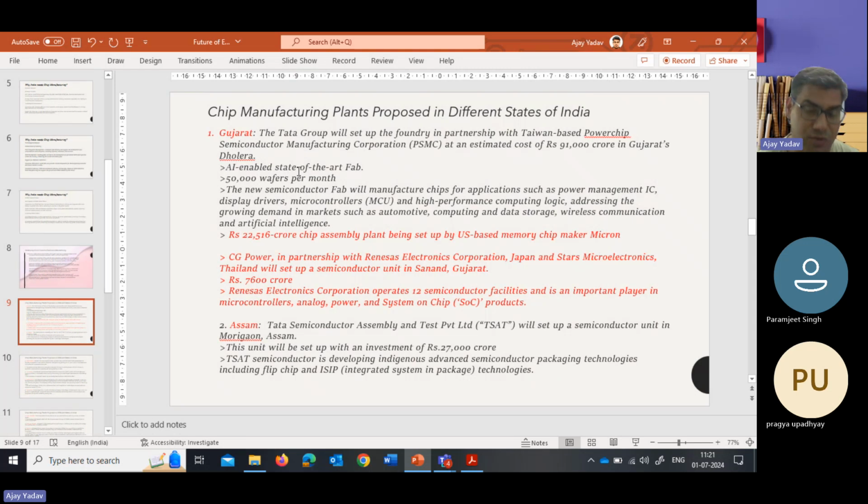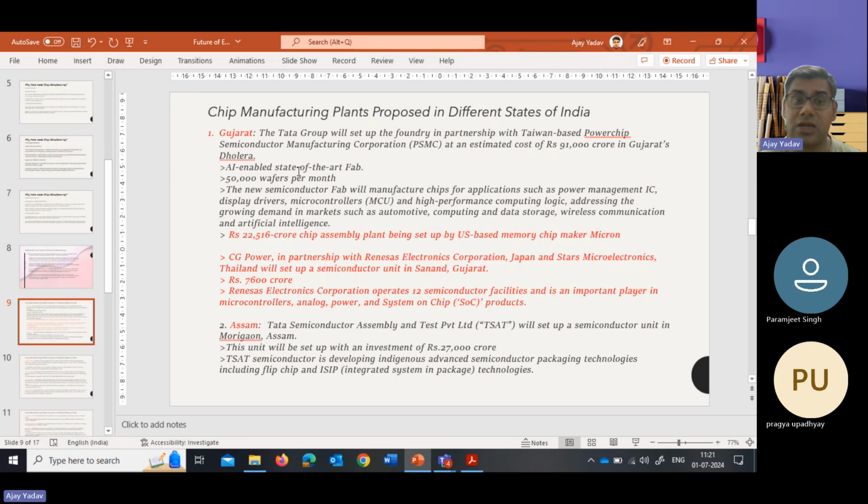Now I am telling you, within a few years, how many companies, state-wise. I have included only a few states. I have not gone into each and every state, but as of now, only a few states where the news is covered by the media about the chip manufacturing plants. So I will tell you about that. The first state is Gujarat.